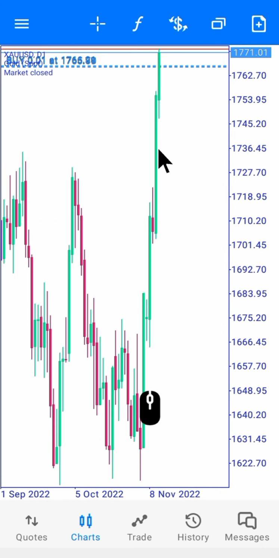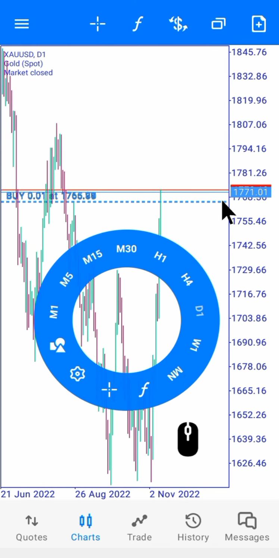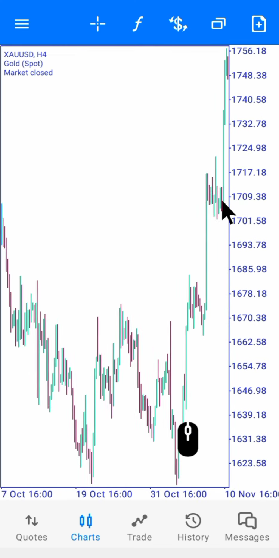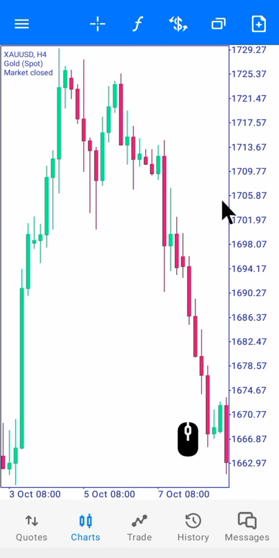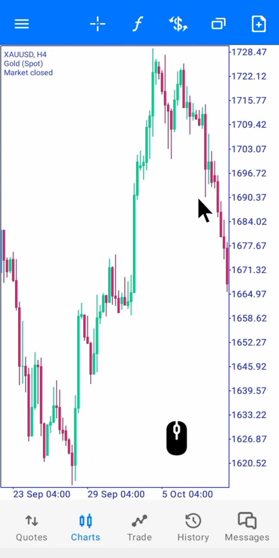Now I'm going to show you what we call a support. Where do we find the support level, a resistance? What is a resistance and what is a support? A support is a point or a level where sellers are no longer having control. There where sellers lose control and then buyers come in.